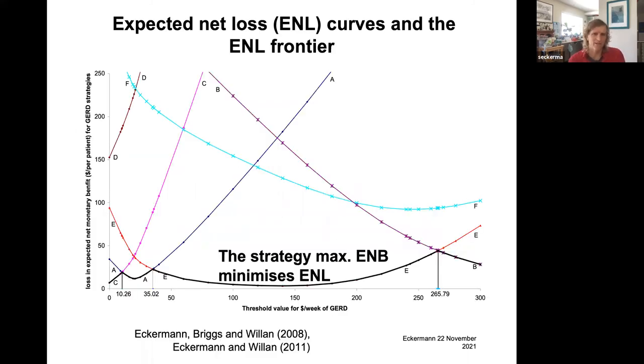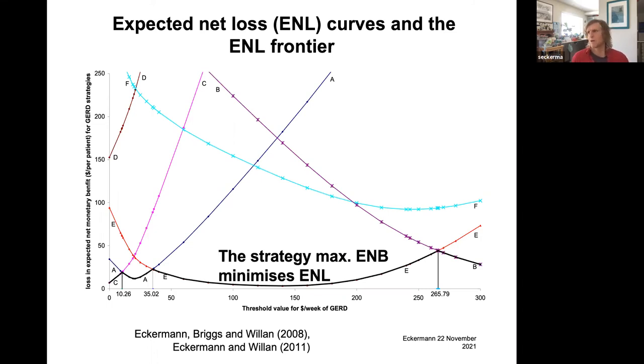Okay, and here are the expected net loss curves and frontier. And this is a quite beautiful diagram because it now shows us, across those six strategies, the strategy which minimizes net loss, which is equivalent to maximizing net benefit. We know that from the correspondence theorem. And so you've got C from zero up to $10.26, A from $10.26 to $35.02, E from $35.02 up to $265.79, and B beyond that. Okay, and those strategies minimize expected net loss, equivalently maximize net benefit, at any given threshold value. And that's very nice, but it's also because it explains why, because they have lower net loss than all the other strategies at those threshold values. C has lower loss than A, E, D, or F up to $10.26, similarly A from $10.26 to $35.02, et cetera.